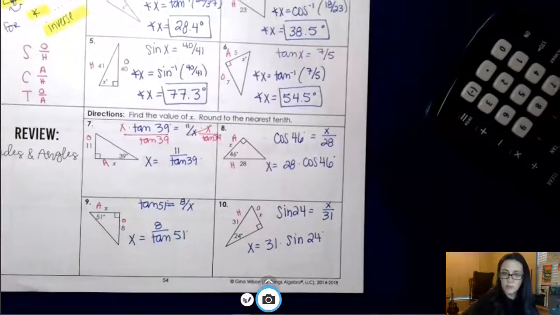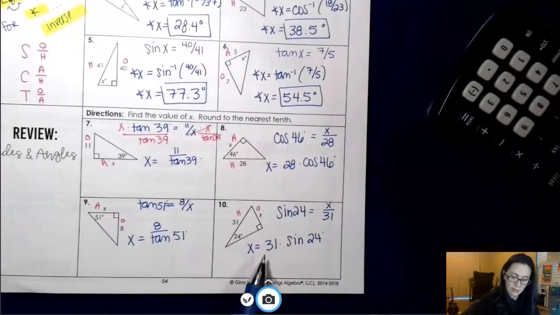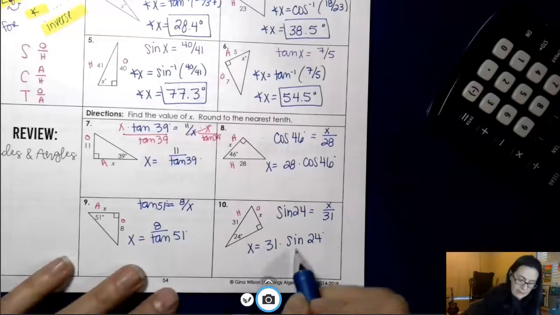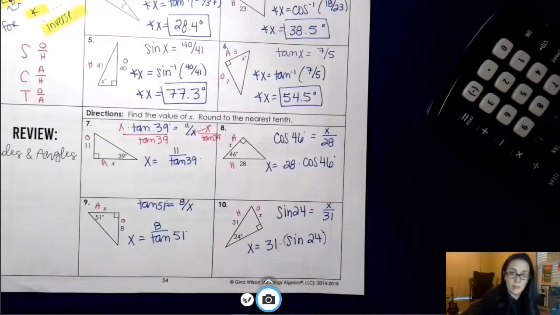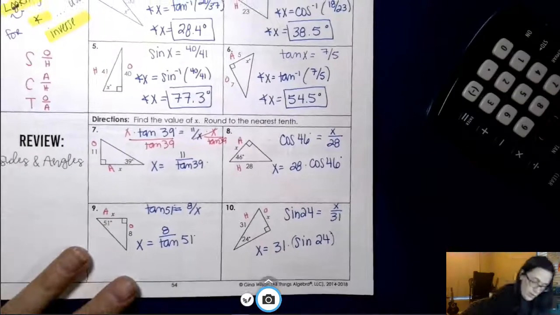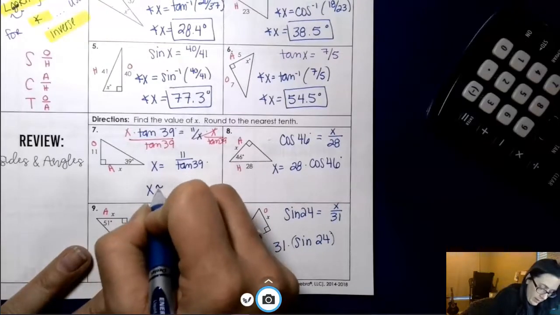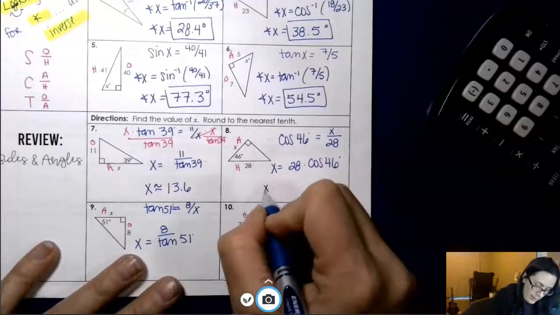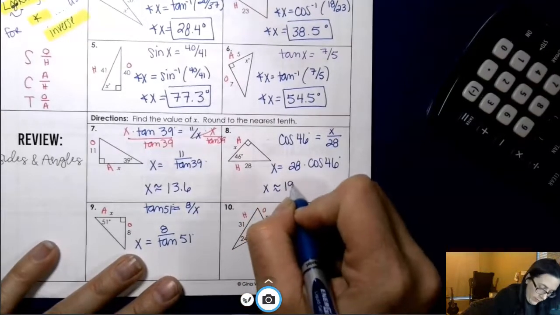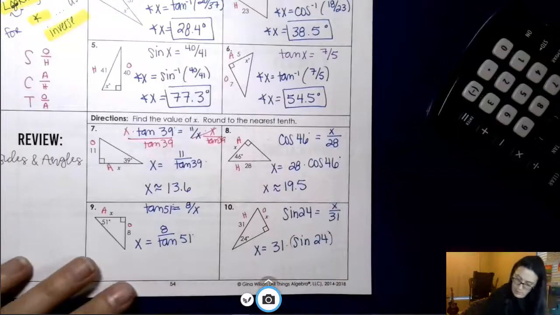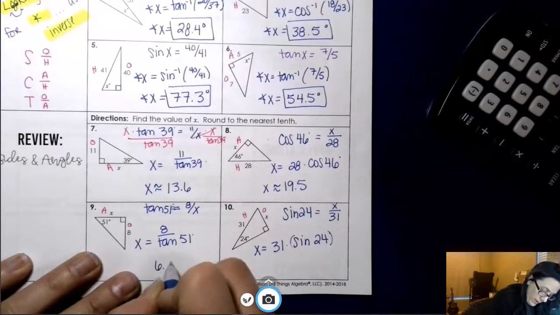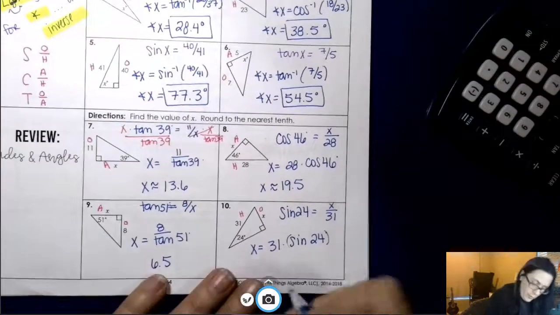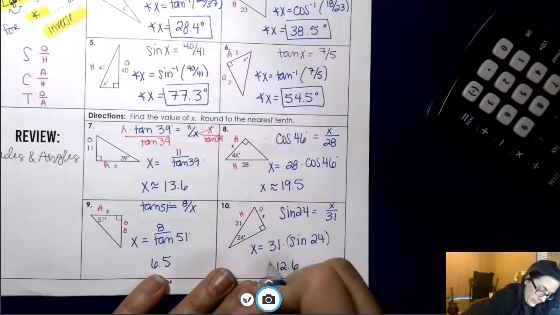So again, they're one or two-step equations. You're not distributing the 31 times the 24. Sine of 24 is a number. Cosine of 46 is a number. You don't distribute that. Plugging these in your calculators, you should get approximately 13.6. Here we get x is approximately 19.5. Here we get approximately 6.5, and here we get approximately 12.6.